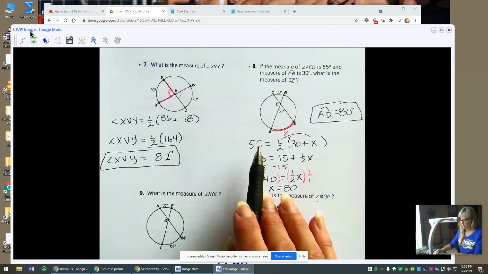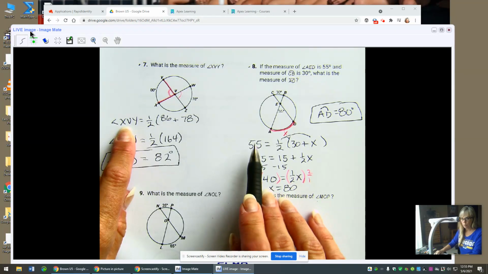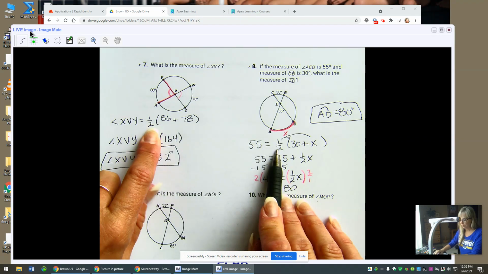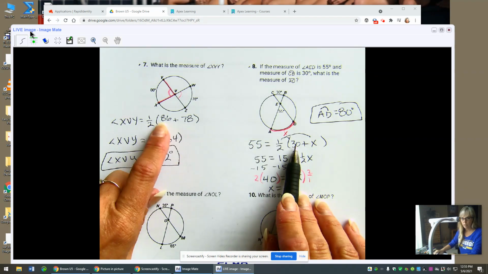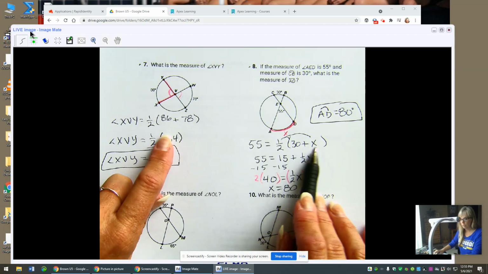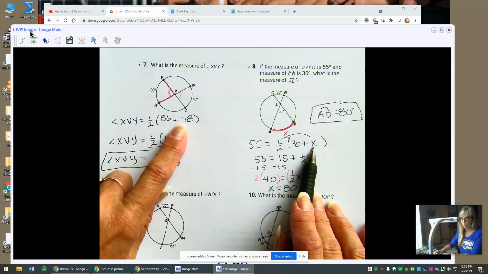Comparing these two again, this time we're given the angle, equals half the sum of the two arcs. This time we didn't know the arc. This time we knew both arcs.